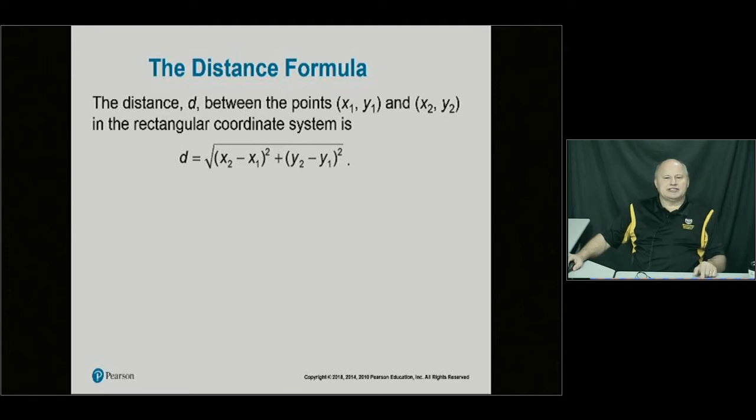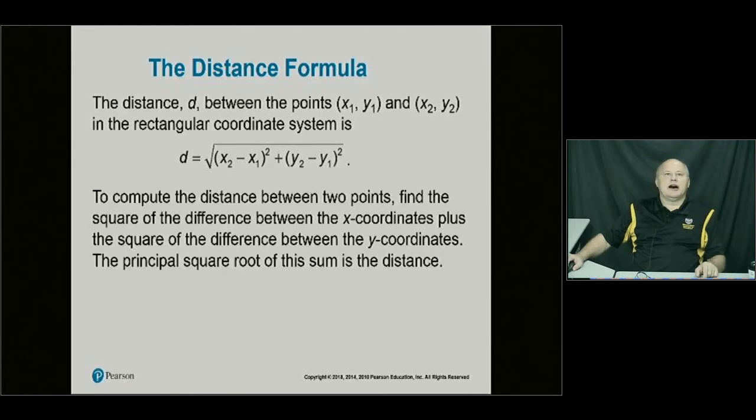But a is just the distance of one of the legs, and b is the distance of the other leg. And the c is the distance of the hypotenuse. Well, the hypotenuse is the distance in this case. But the a and the b, okay, are the legs. So x2 minus x1 represents the distance of a, and y2 minus y1 represents the distance of b. Okay, so this is really just the Pythagorean theorem in disguise.